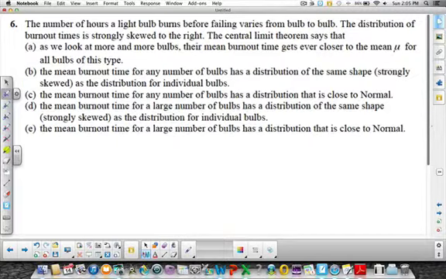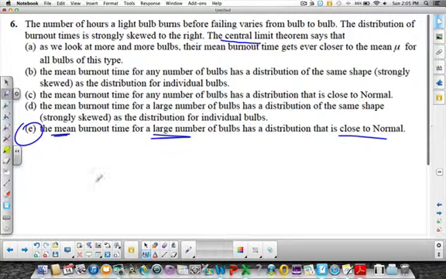Number 6, the number of hours that a light bulb burns before failing varies from bulb to bulb. The distribution of burnout times is strongly skewed to the right. But the central limit theorem says what? Well, the central limit theorem says as my sample size increases, it doesn't matter if my population is skewed to the right, to the left, or anything else. As my sample size increases, then the sampling distribution is going to become closer and closer to normal. So the correct answer is E. The mean burnout time for a large number of bulbs is close to normal.